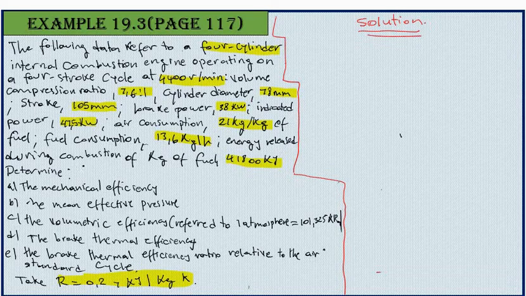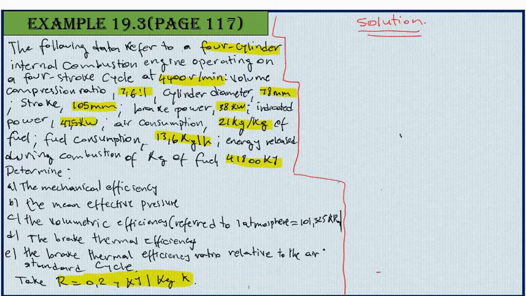Energy released during combustion of a kilogram of fuel, 41,800 kilojoule. So they want us to determine the mechanical efficiency and the mean effective pressure.